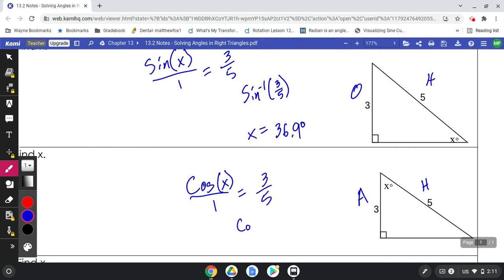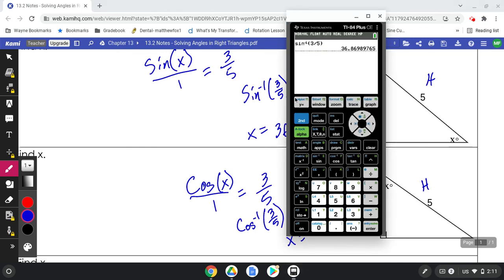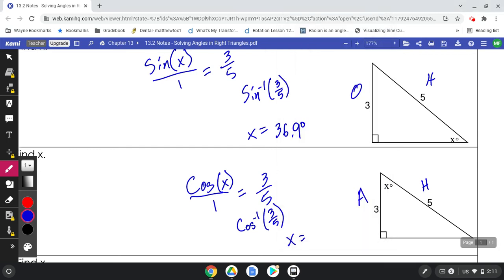So we'll do the inverse cosine of 3 divided by 5. Much like the last one, except now we're going to hit second cosine of 3 divided by 5. Close it. Oops, that needs to be a parenthesis. Hit enter, and we'll get 53.1.